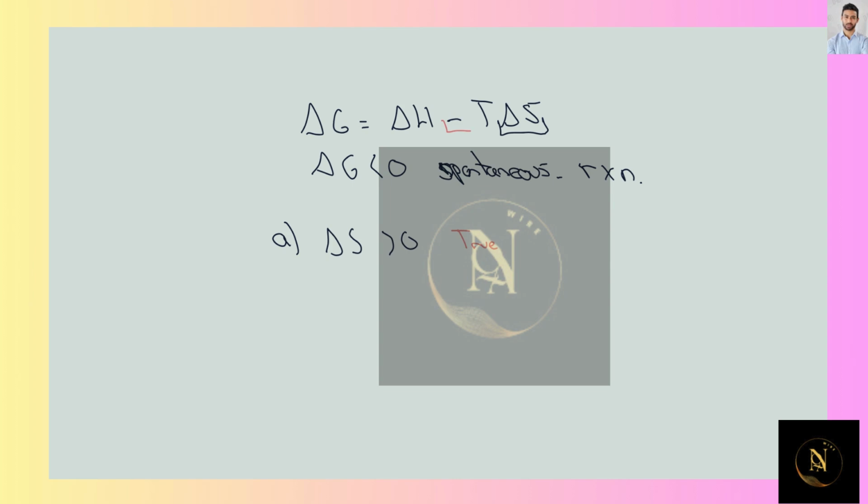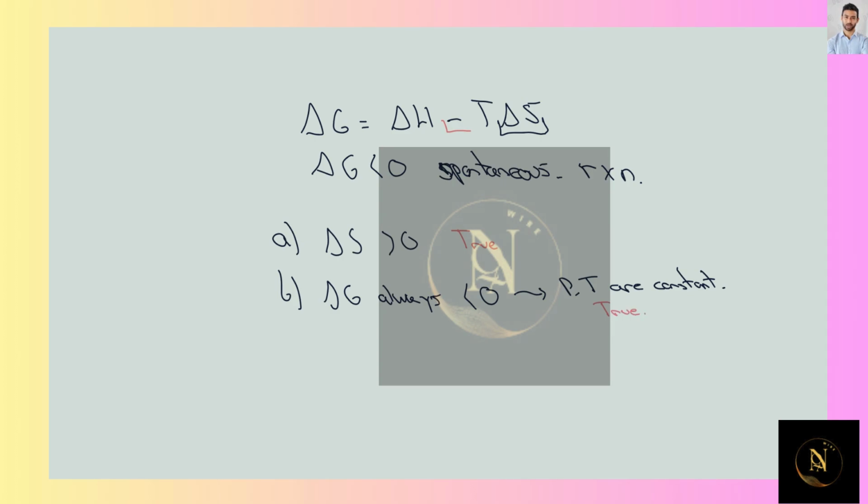Next up, we are told that delta G is always negative, always lower than zero, for spontaneous processes. And that is also true, with the small condition that pressure and temperature are constant, because that is the condition for something to be spontaneous. So this is true only in this case.